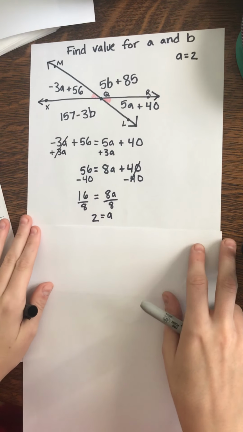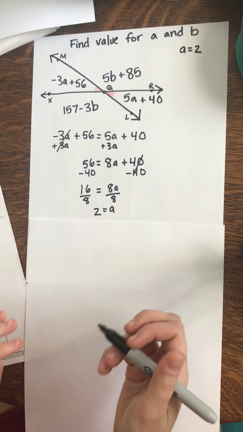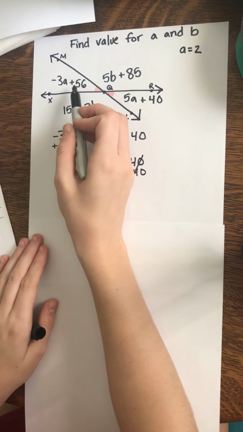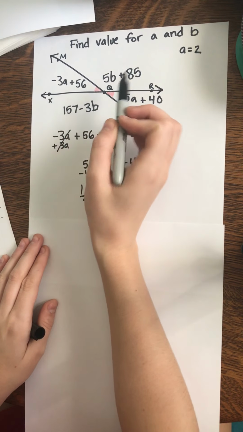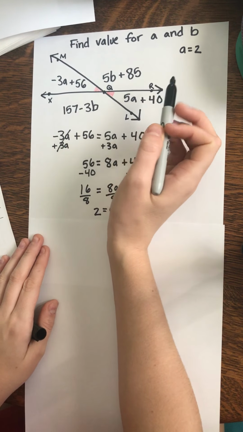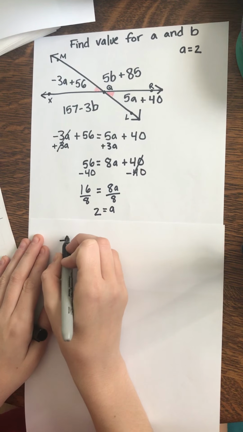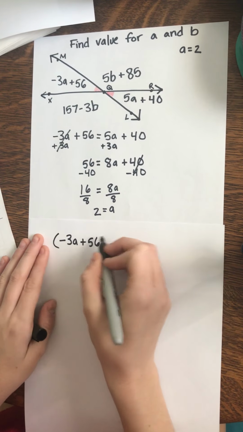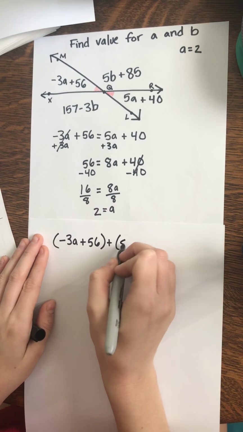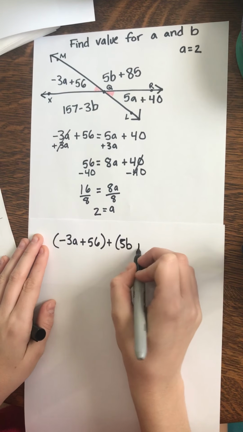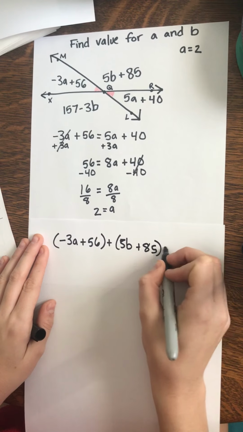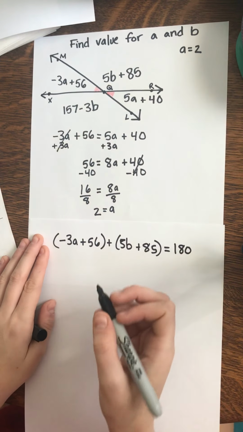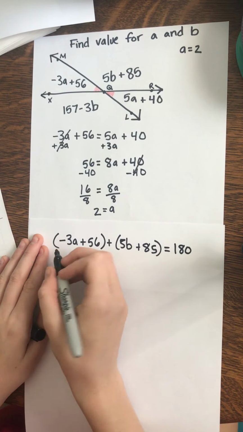What do I know about supplementary angles? I know that supplementary angles add up to 180 degrees. And negative 3a plus 56 plus 5b plus 85 equals 180. So I'm going to create that equation. Negative 3a plus 56 plus 5b plus 85 equals 180. And from my first equation, I found out what a is. A is 2, so I'm going to plug in 2 for a.